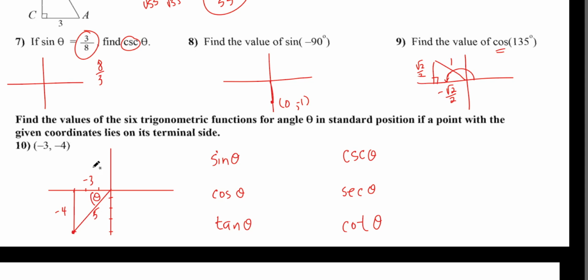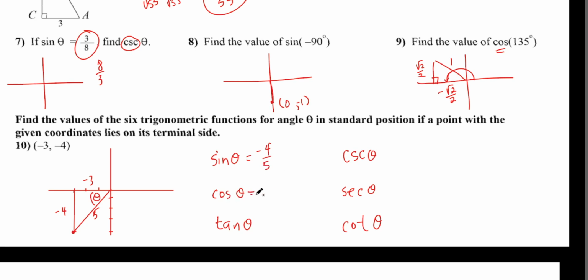It's just 5. Because if I square negative 3, it's a positive. If I square negative 4, it's positive 16. So it's going to be a 5. This hypotenuse will always be positive when you do these kind of problems. So now let's just do these. What's the sine? Opposite over hypotenuse, so it's negative 4 over 5.